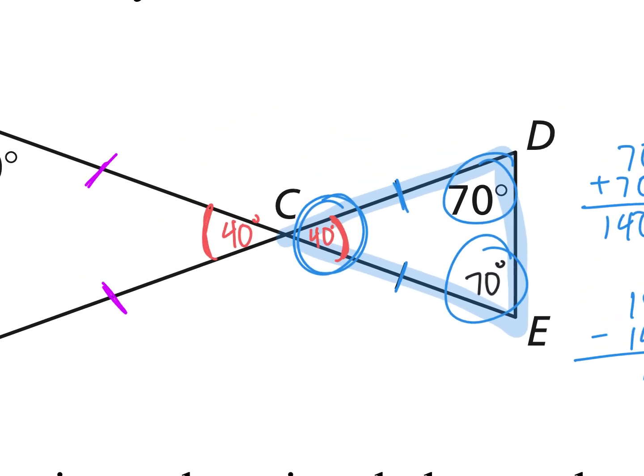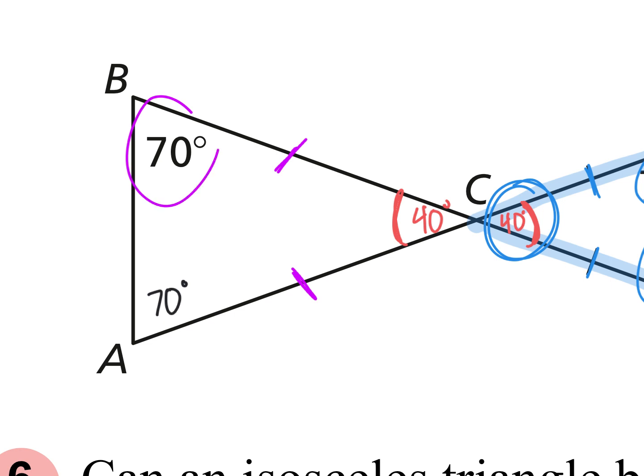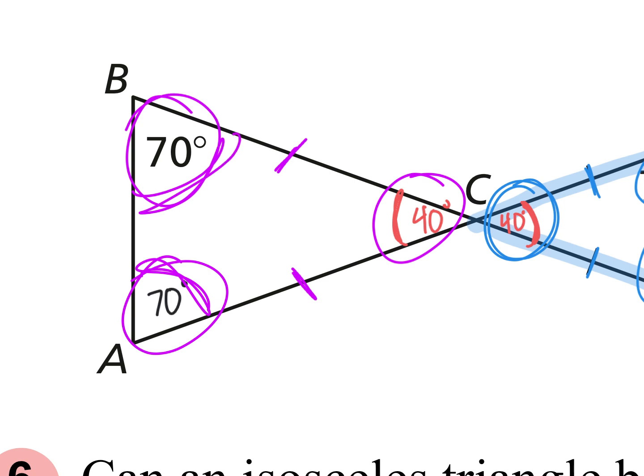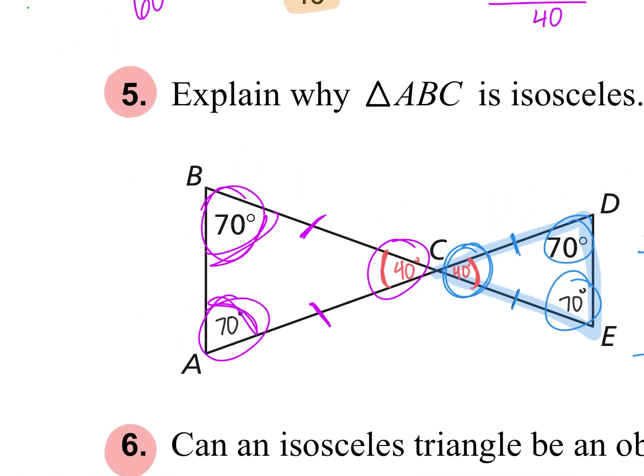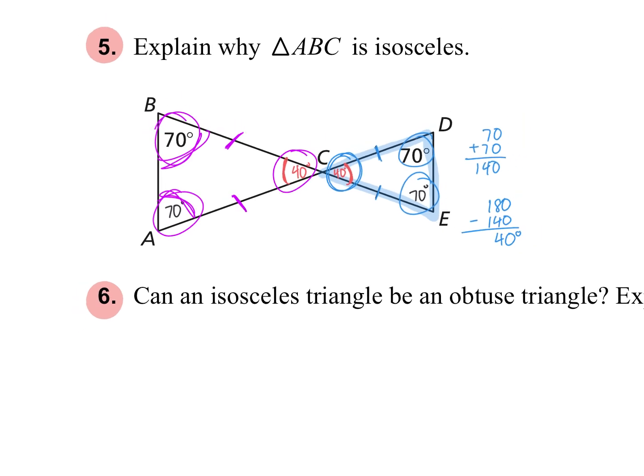And then I know that they're vertical. So I have vertical angles. And because they're giving me this 70 right here, if I add 70 and 40, then subtract it from 180, that should give me my 70 left over. And because these two angles are congruent, these two sides would also be congruent. Questions on 5? Okay.